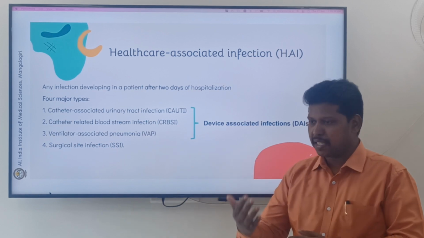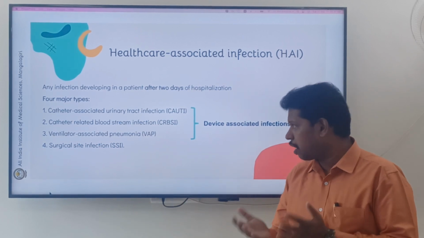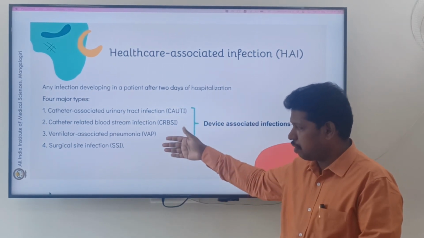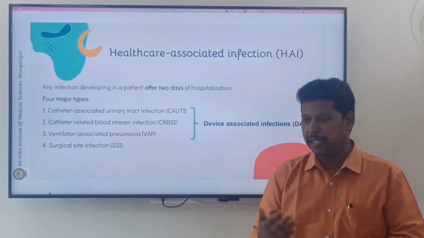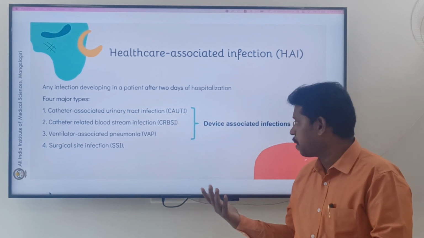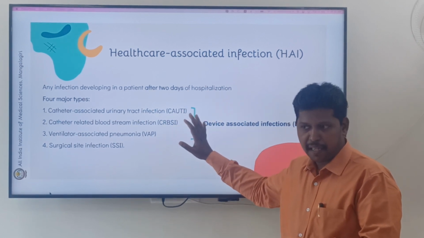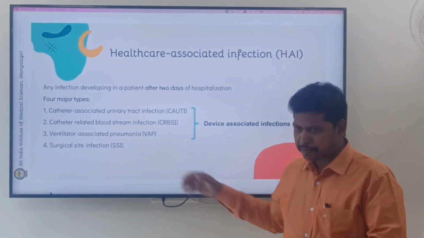But for a surveillance purpose, to have a proper goal and to have a proper monitoring of infection prevention control activities and things in a hospital, we are just taking the 4 most important ones which are highly contributing to the mortality and morbidity of patients in the hospital. So these 4 are specifically considered as HAI infections. So surveillance is basically done for all these 4 infections.